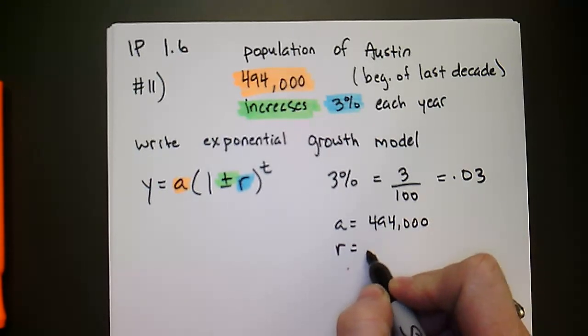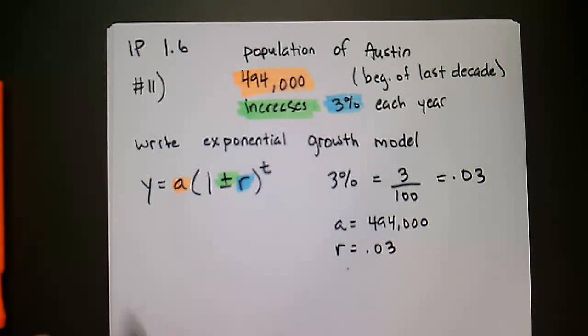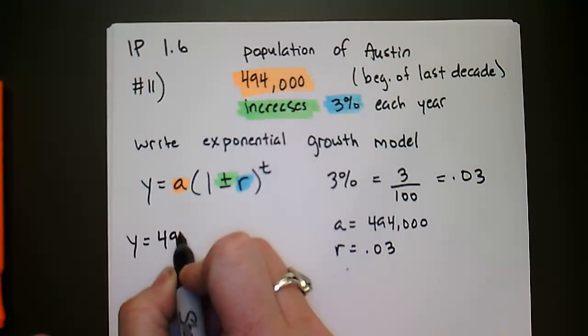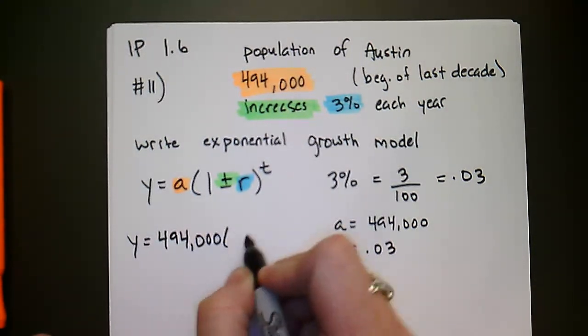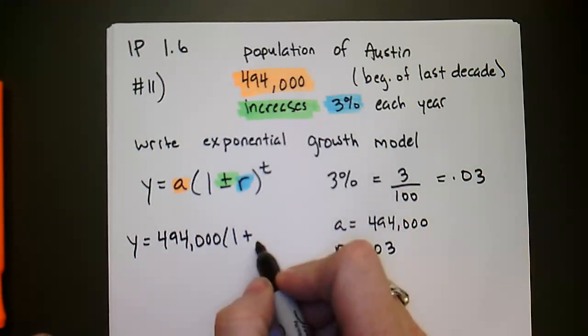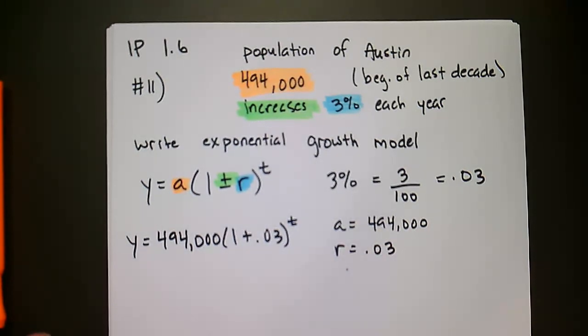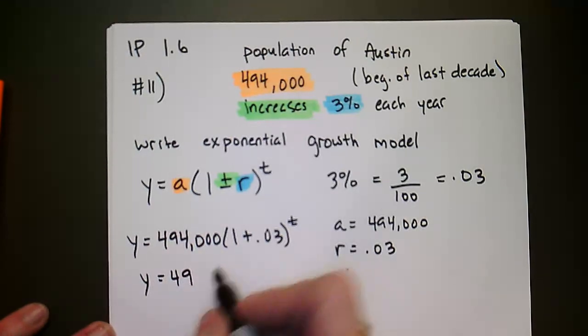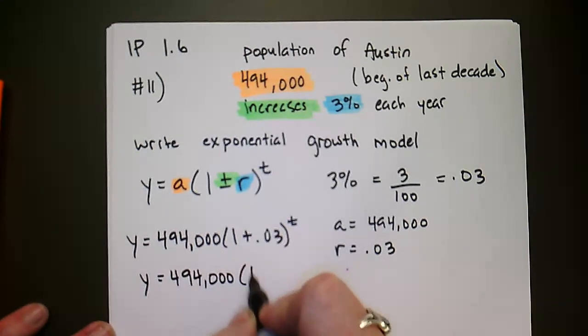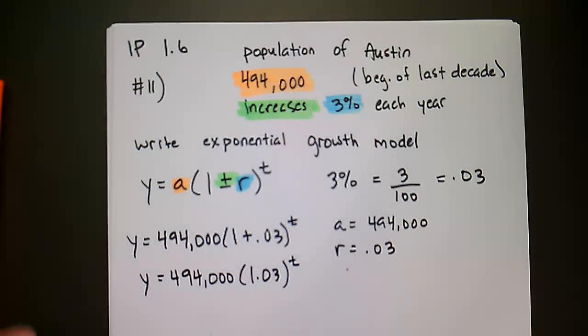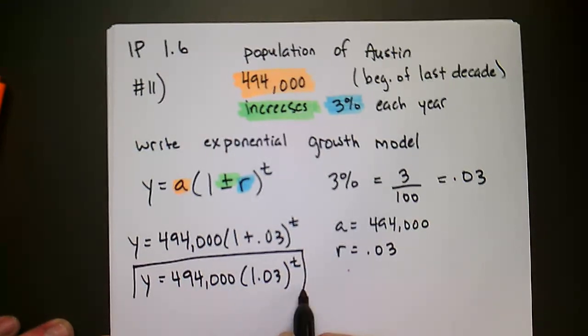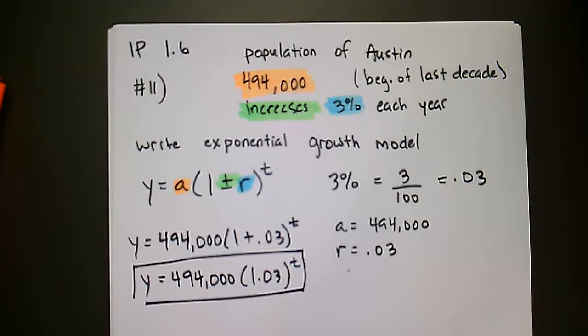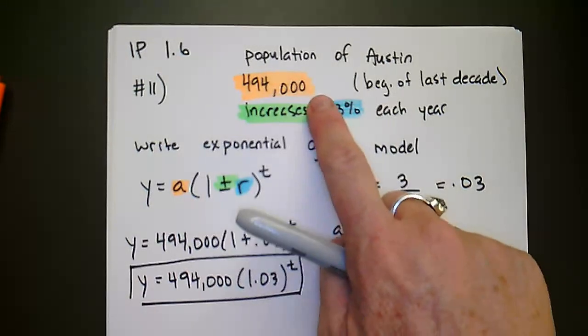Now that we know that, we've got our a, 494,000, and our r, 0.03, and we can plug everything in. 494,000 times 1 plus 0.03, raised to the t. Technically it is the growth model, but typically we will add those up to get a single value as our multiplier, our growth factor: 1.03 raised to the t. That is the exponential growth model. So that is the first thing they're asking for.